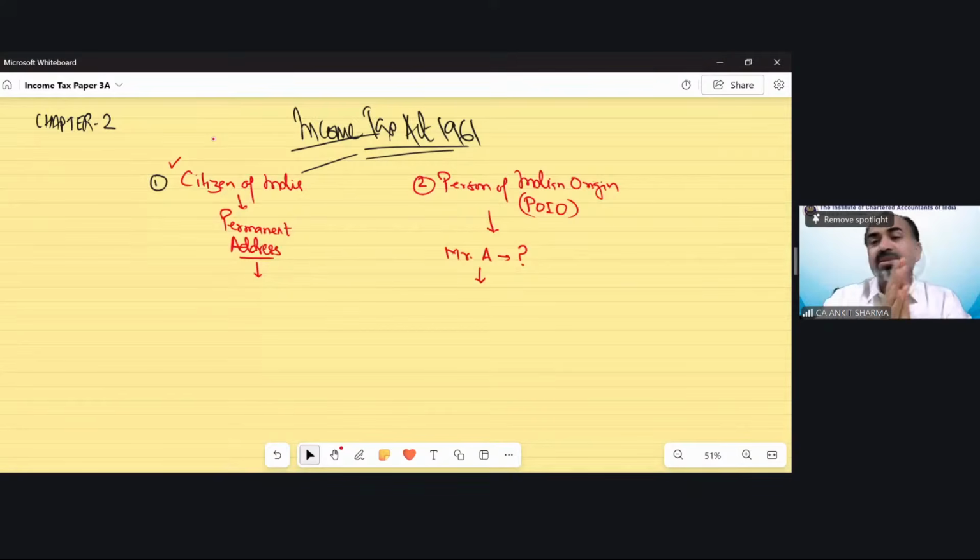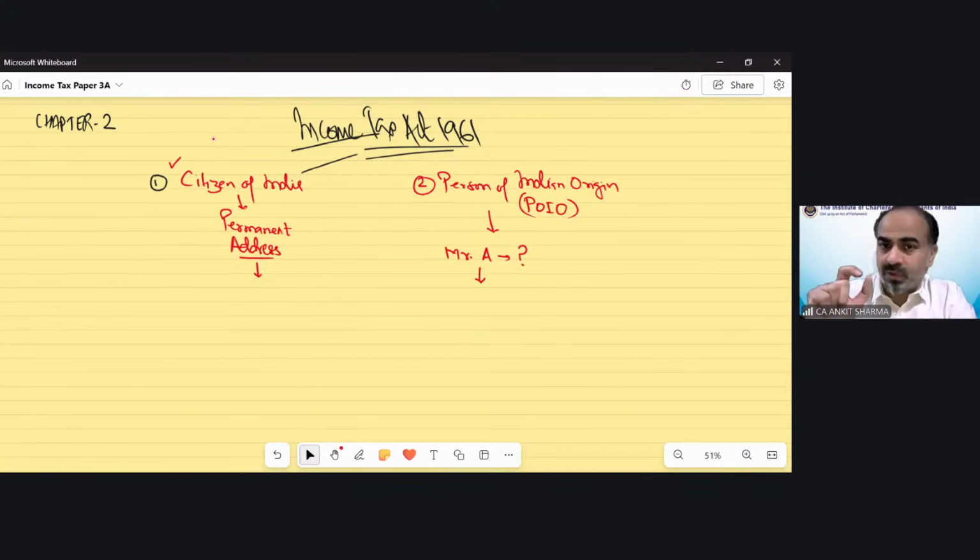Even though the chapter is regarding the residential status, not citizenship, this citizenship concept is going to be discussed multiple times in this chapter. Because we do not want to stop at that time, that's why we are going to discuss these two things before starting my topic, and that is citizenship of India.